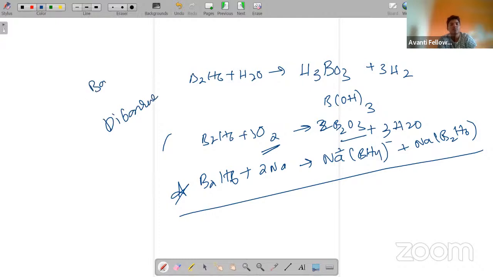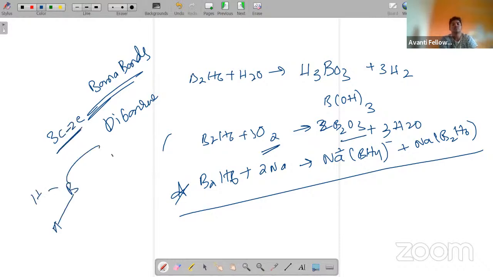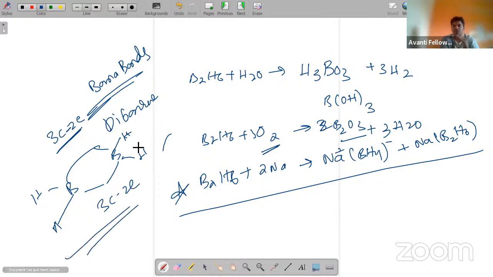It is having banana bonds. Very, very most important. It has banana bonds and 3-centered 2-electron bonds present in diborane. These kind of questions we are going to see in the JEE examination: the 3-center 2-electron bond, above the plane and below the plane, banana bonds. Guys, please do remember, this is highly important for your examination. These 3 reactions are very most important for the preparation of H3BO3.